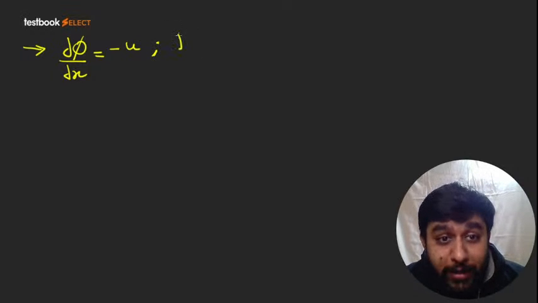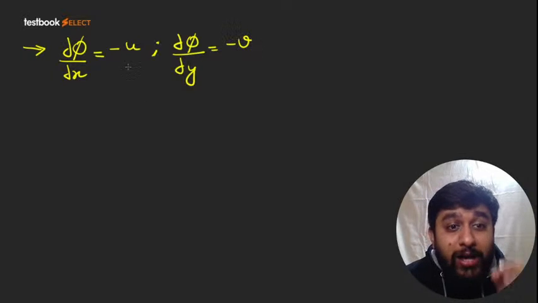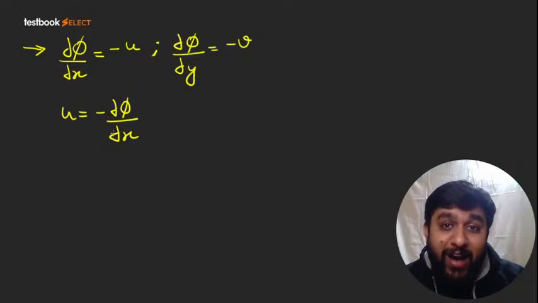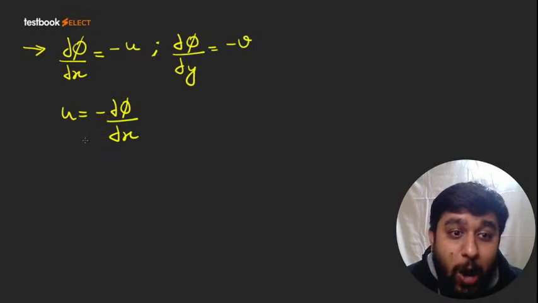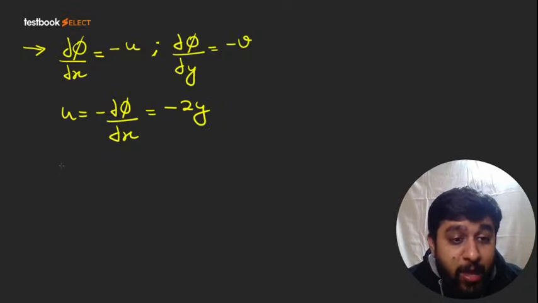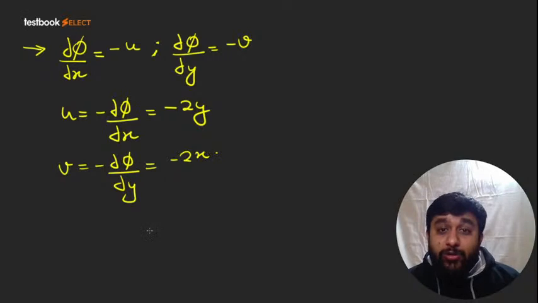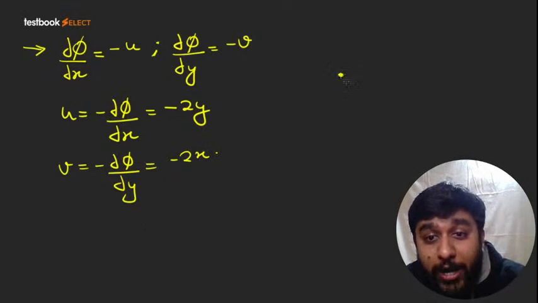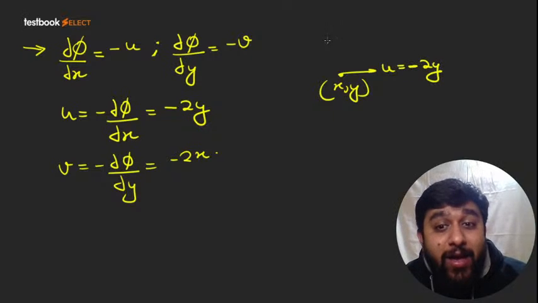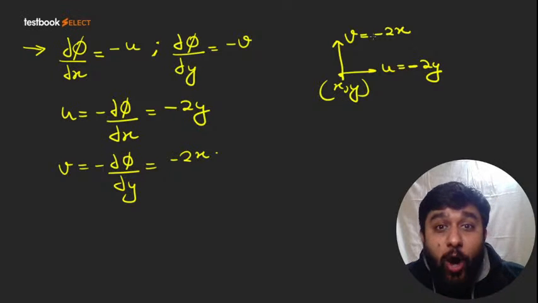So del phi by del x is equal to minus u and del phi by del y is equal to minus v. So we know that if the velocity potential function is given to us, we can find out the expression of u. So u is equal to minus del phi by del x. Now what is phi? Phi is 2xy. So for del phi by del x, y will be treated as constant, x has power 1, so this will become minus 2y. When we talk of v, which is equal to minus del phi by del y, this will become minus 2x, right? So these are the expressions of velocity components at a point x comma y. At a point x comma y, the velocity along the x-axis is minus 2y and the velocity component along the y-axis is minus 2x. So at this particular point, these are the velocity components of the particle.